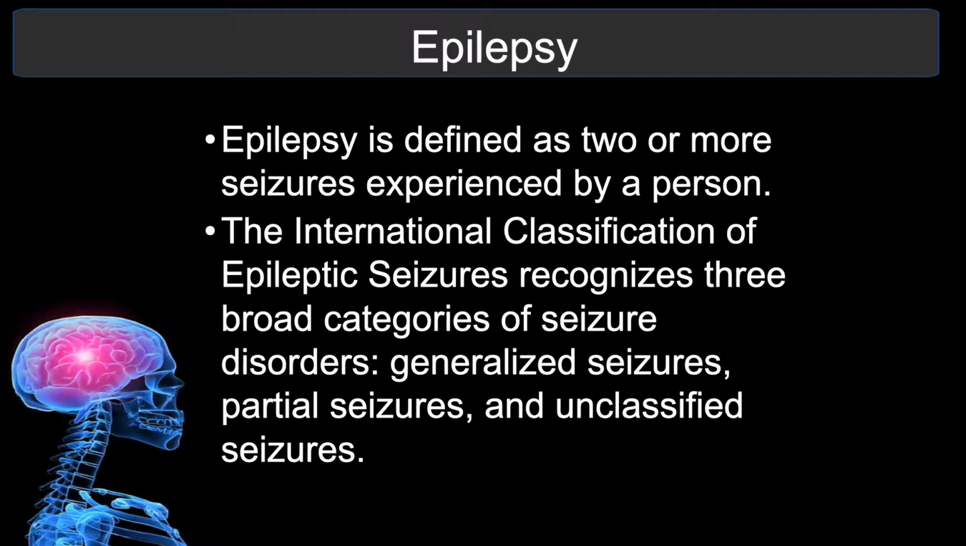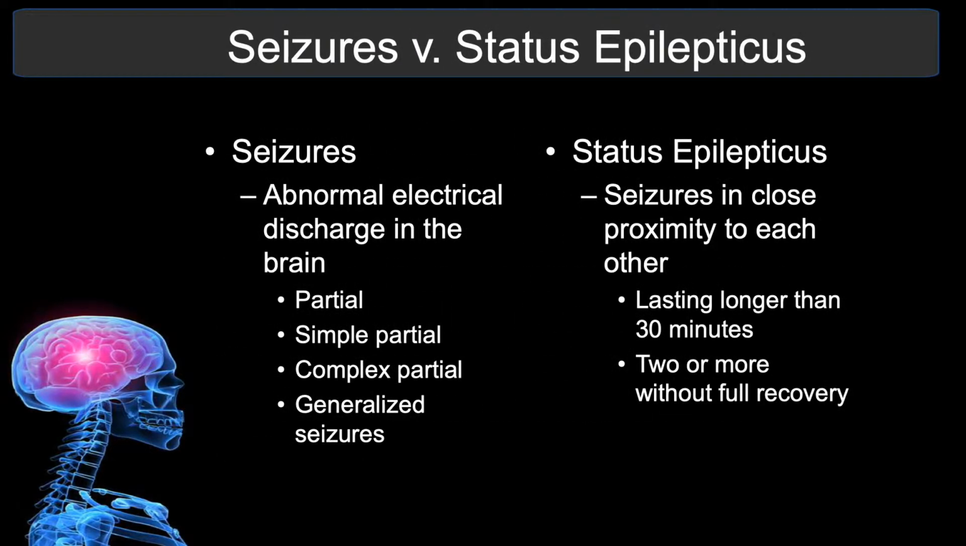Complex partial seizures may cause a loss of consciousness, also known as syncope. It's a blackout that can last 1 to 3 minutes. Generalized seizures involve both cerebral hemispheres and can also be subdivided.